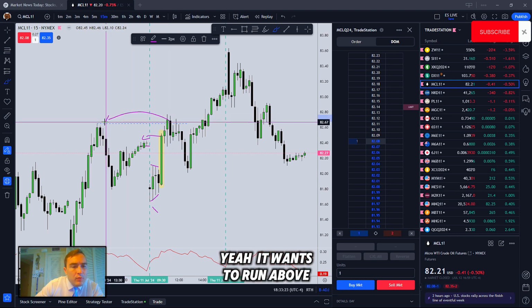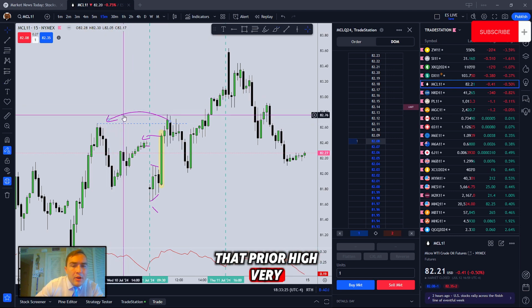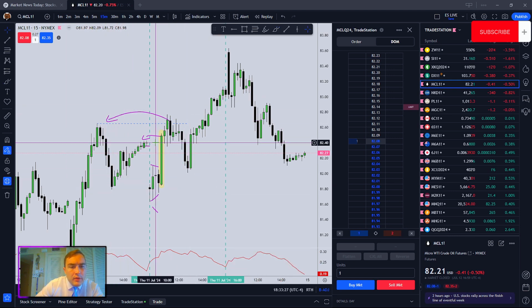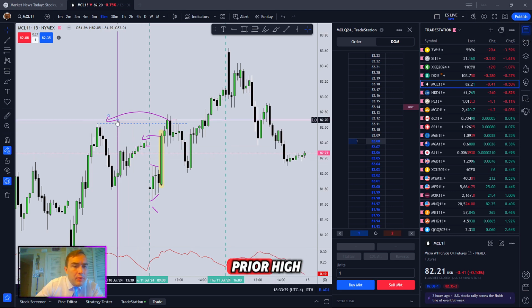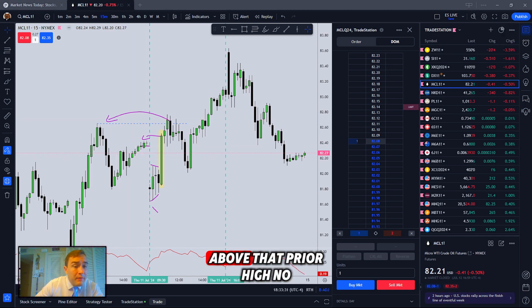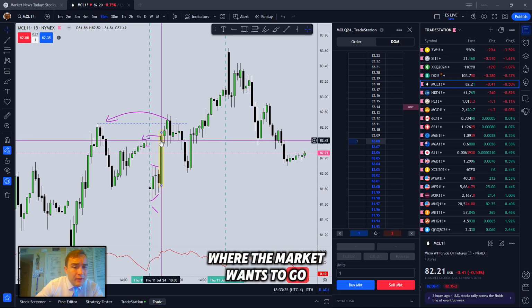Yeah, guys, it wants to run above that prior high. Very, very easy to see, okay? It wants to run above that prior high. Does that mean it's always going to run above that prior high? No, but you have a good idea of where the market wants to go.